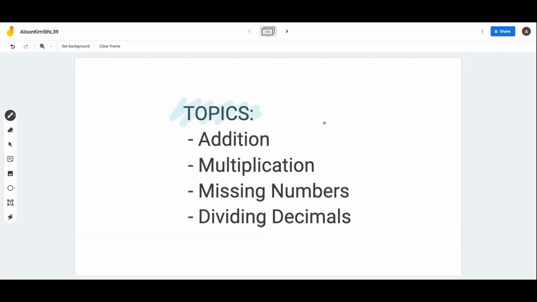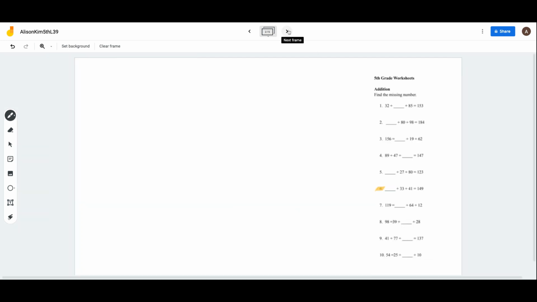Fifth graders, today's topics are going to be about addition, multiplication, missing numbers, and dividing decimals. We're going to start off with addition, and as you can see, it's technically like algebra because we have to find the missing number. We're going to do just number 6 together, and in the blank spot, we're going to put an x like always. We're going to put a variable, and that's what we're going to have to try and find.